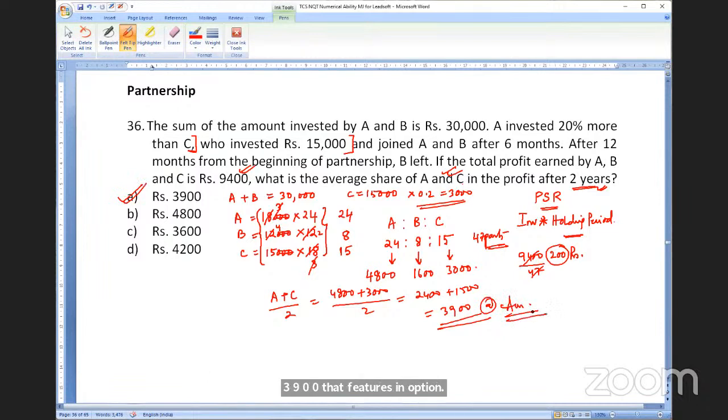The key point to successfully solve a partnership question is to calculate PSR properly. PSR is investment into holding period. That is weighted investment ratio. Profit sharing or loss sharing ratio is weighted investment ratio. Weighted investment is investment into holding period. That is what we need to focus on.